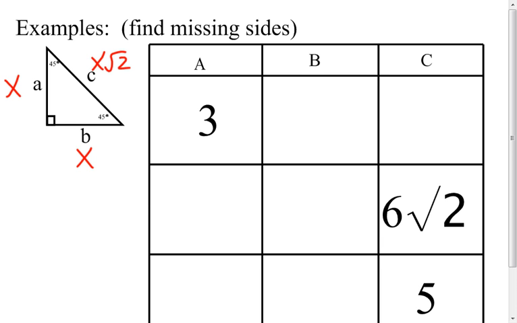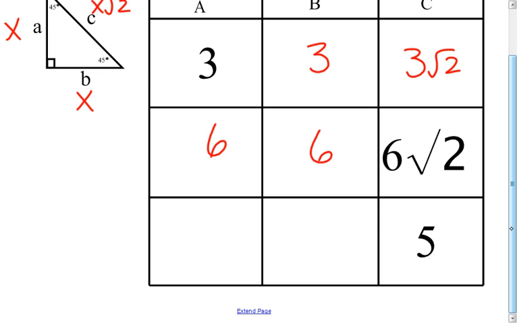Okay? So for the first row of the table here, side A is 3, which means obviously side B is going to be 3 on a 45, 45, 90 degree triangle. And then side C will be 3 root 2. Okay. If side C on the next row there is 6 root 2, you can go backwards. If the hypotenuse is 6 root 2, each leg will be 6. Okay. And then the last one, if the hypotenuse is 5, you have to go backwards to get the legs.